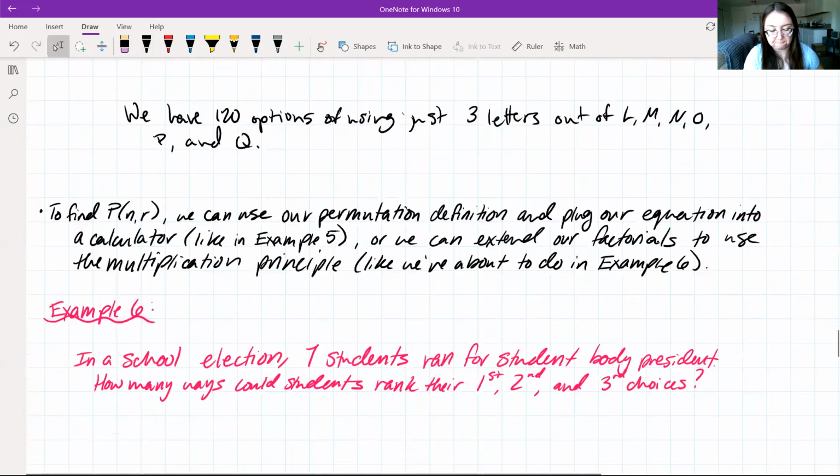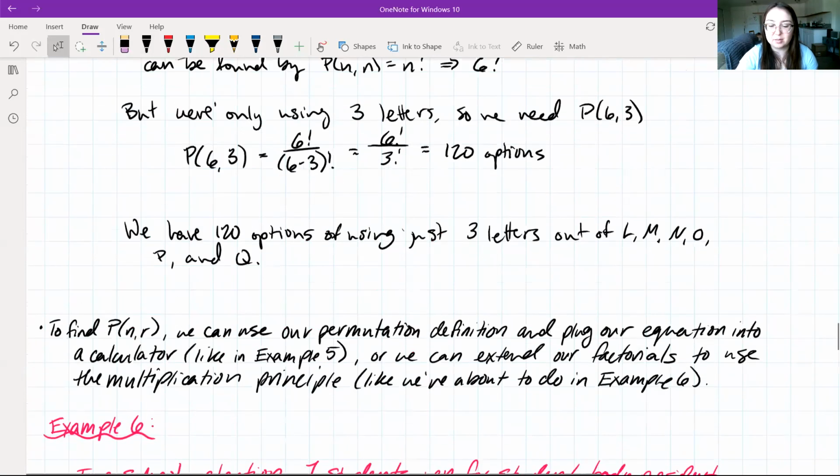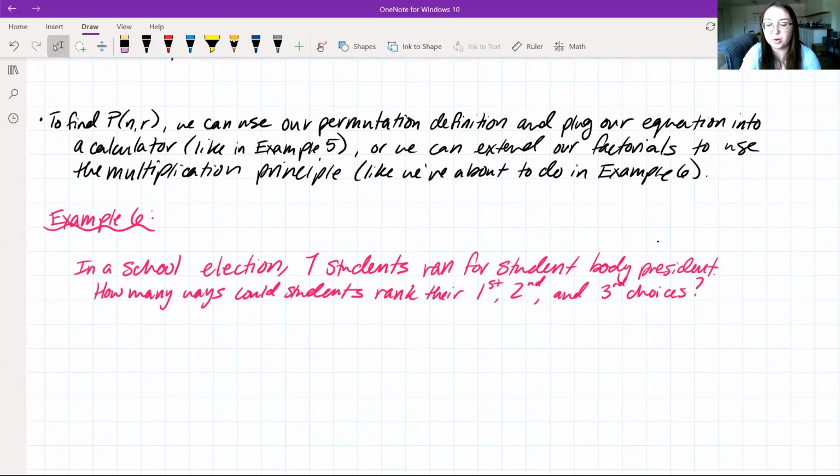But now we can say, to find the permutation of n, comma r, we can use our permutation definition and plug our equation into a calculator, like example 5, like how we just saw. We can just plug that straight into a calculator. Or we can extend our factorials to use the multiplication principle. This is what we're about to do in example 6. So you're going to see how to do it by hand.